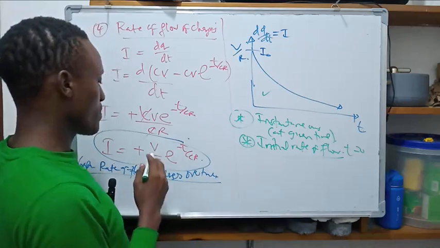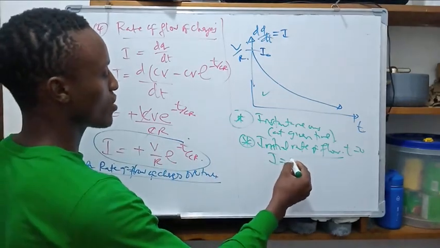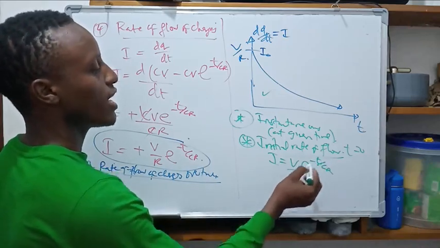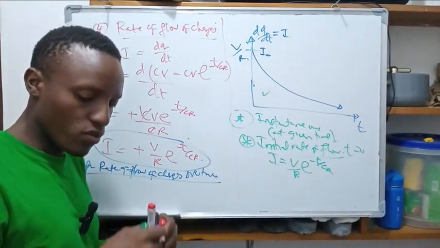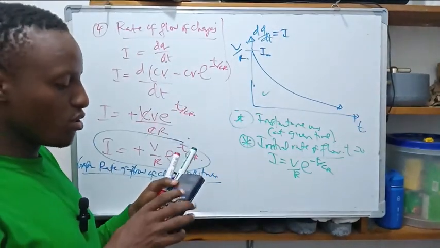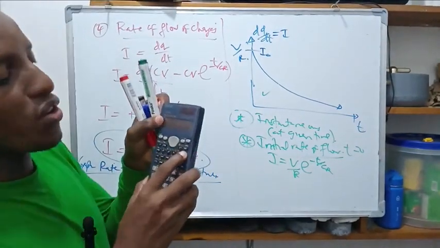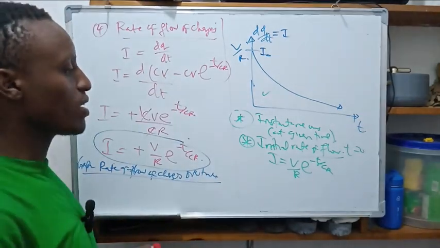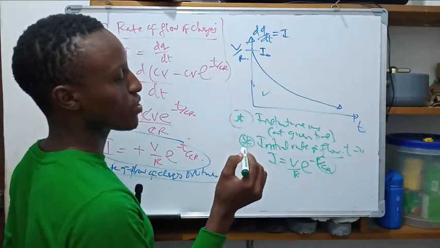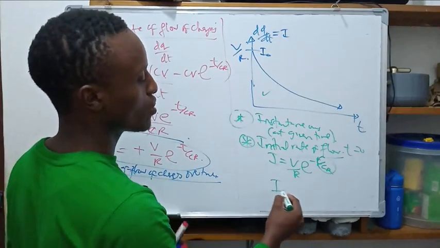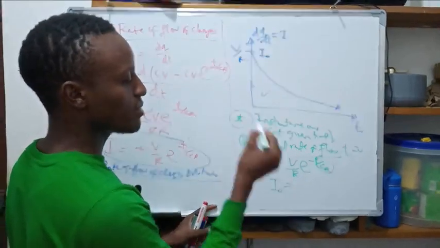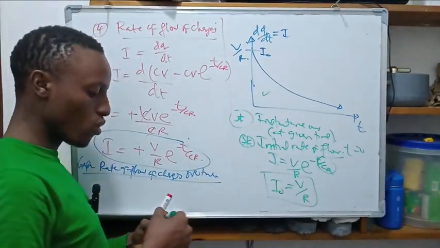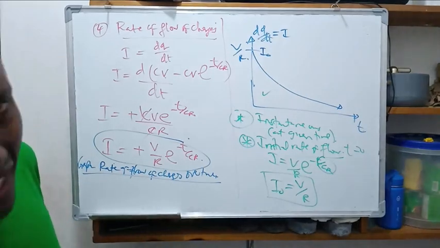meaning time is equal to 0. Speaking about the rate now, we can say I is equal to V over R times e to the power negative t over CR. So time is 0 now. When you take your calculator and put shift, then e to the power, and then put 0 here, you get 1. So this becomes 1. The initial current, initially at time 0, will be equal to V over R. That's the initial rate of flow of charges, meaning the current.